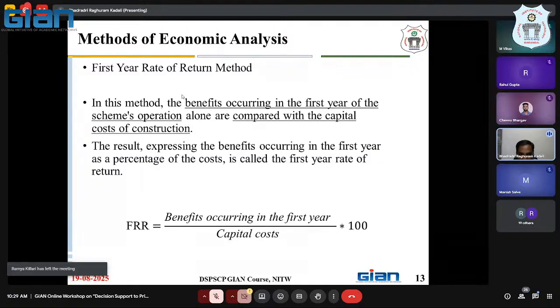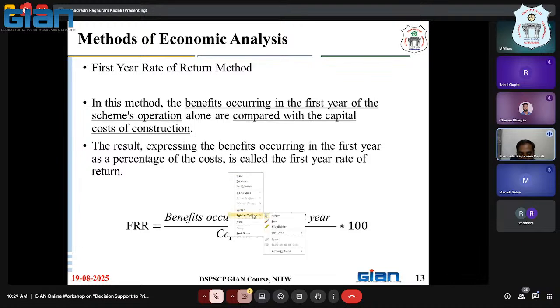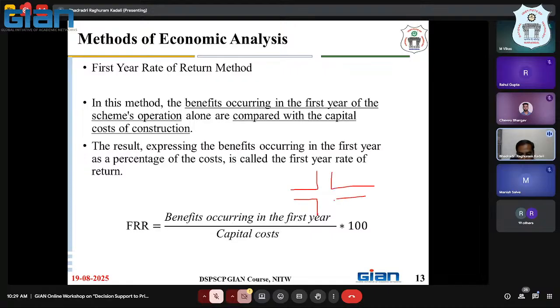Then we are moving on to the next method, that is the first year rate of return method. In this method, the benefits occurring in the first year will be taken into account. But what happens if you are taking only the first year benefits is that sometimes, after the first 3 years, the project no longer works very well. The best example for this is a very high volume intersection. Now you thought, okay, we are going to provide a flyover to minimize all the delays we have at this junction.